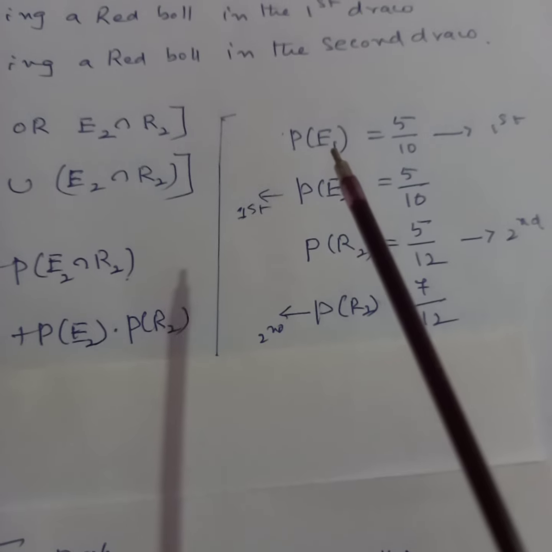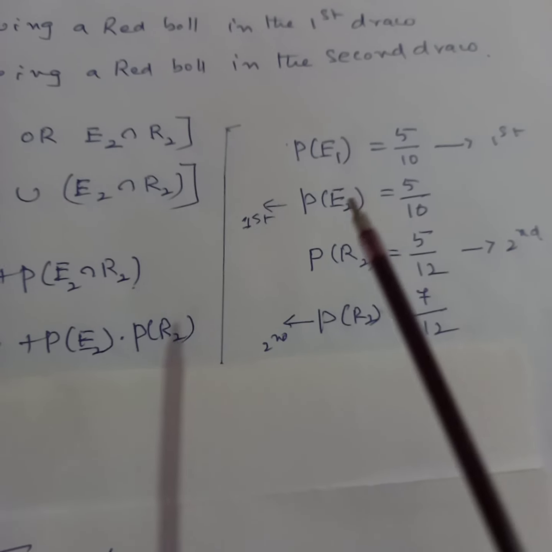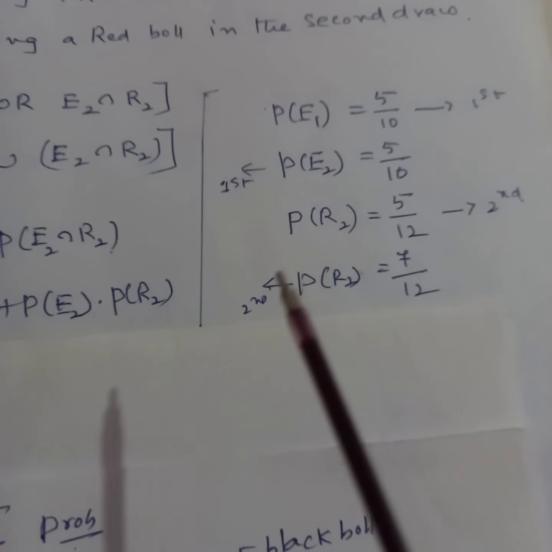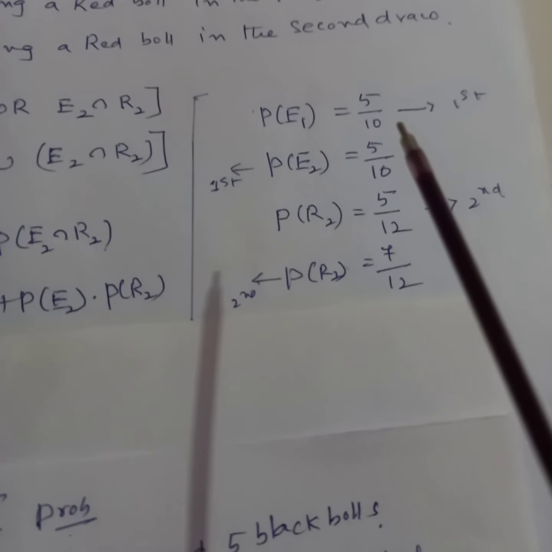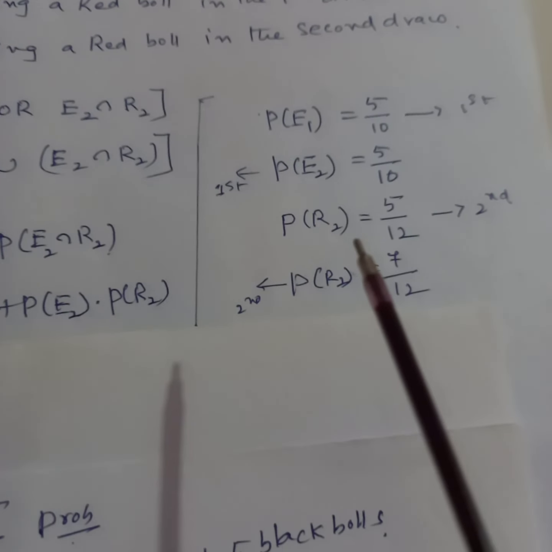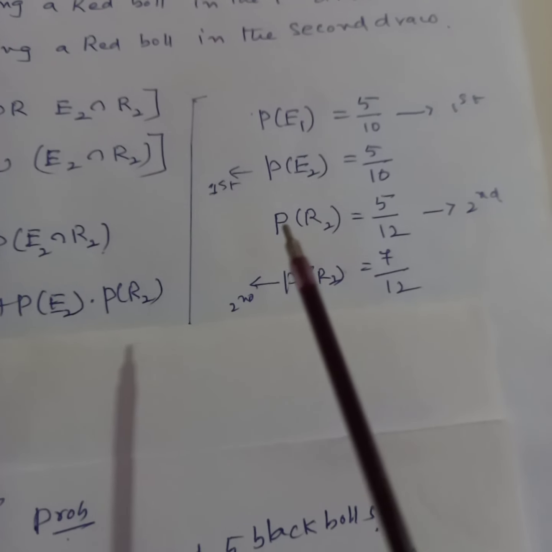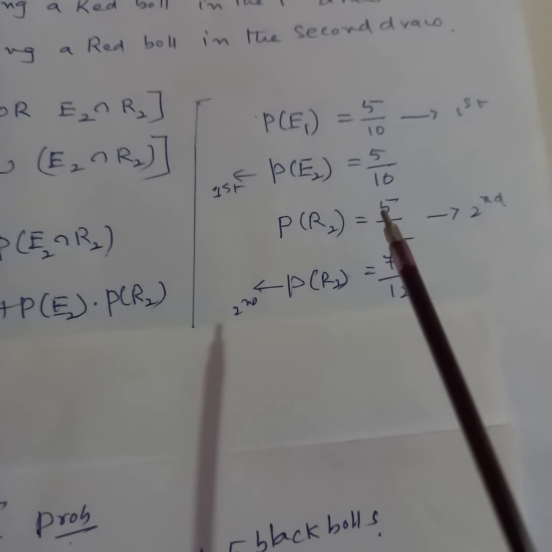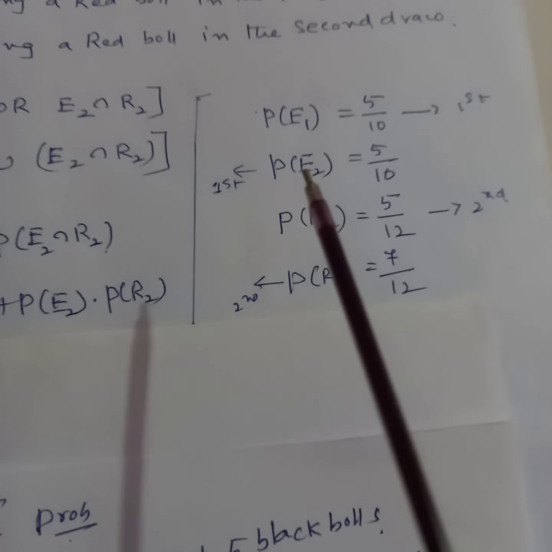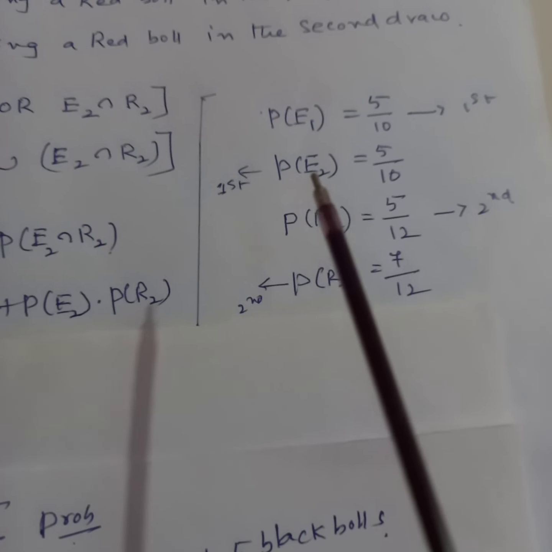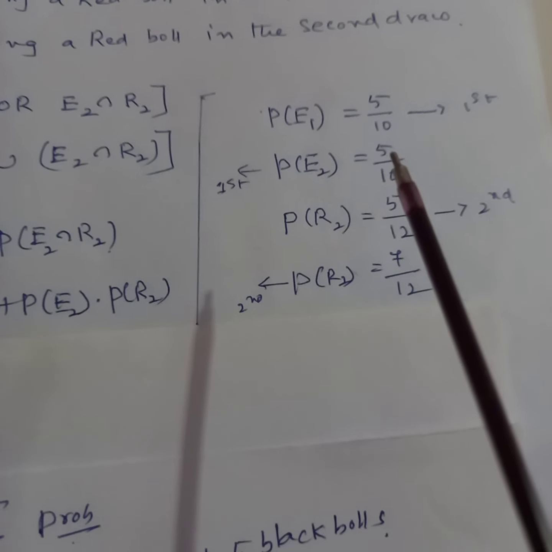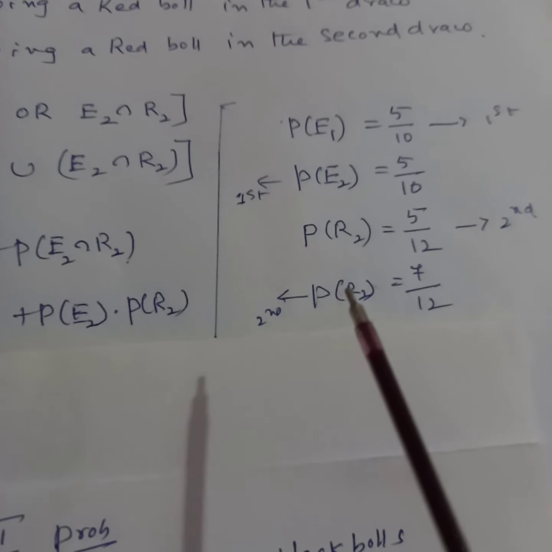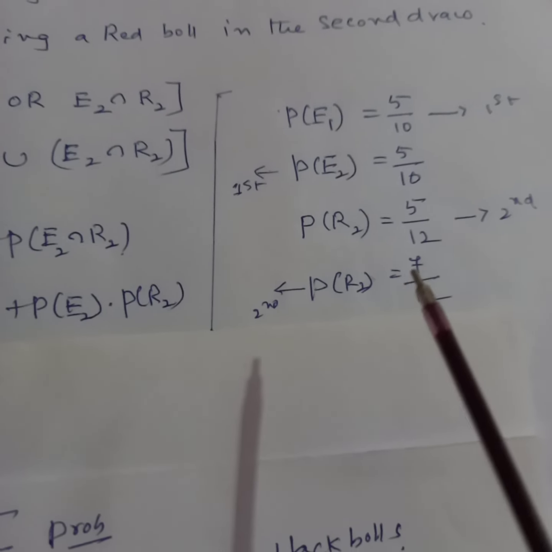So here black, second time red. Look here. Black ball has been drawn. Now this is the second time. The second time probability of drawing a red ball is 5 by 12, because the number of balls there is 12, and the number of red balls is only 5. Now suppose we have drawn a red ball first. But now, after noting down its color, we have added 2 red balls. Therefore, 7 by 12.